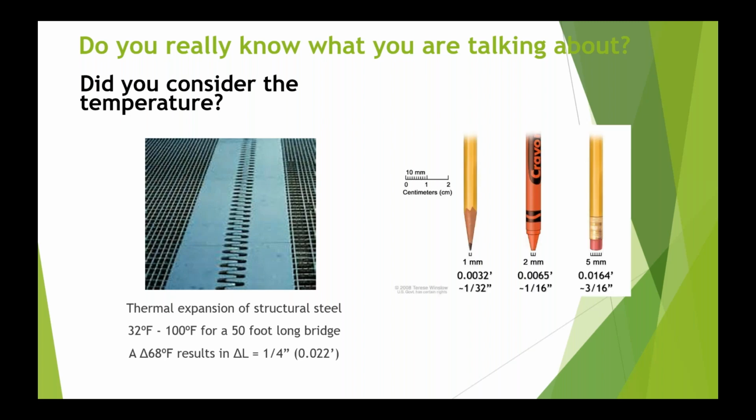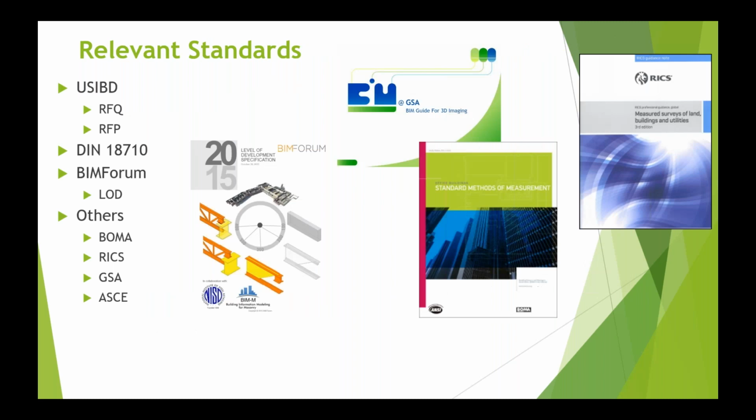And the next one is what I like to show. People start throwing out 16th of an inch, 32nd of an inch. Here's what we're really talking about, and I love this graphic. A 32nd of an inch is a pencil tip. 16th of an inch is the tip of a crayon, and 3/16 of an inch is an eraser. That's the level of accuracy people are talking about. I like to show visualizations here because people throw around numbers all the time, but I don't know if they really understand what it is. And for our people with metric, again, we've got 1 millimeter, 2 millimeter, and 5 millimeters. So the USIBD went around and we looked at relevant standards that were out there.